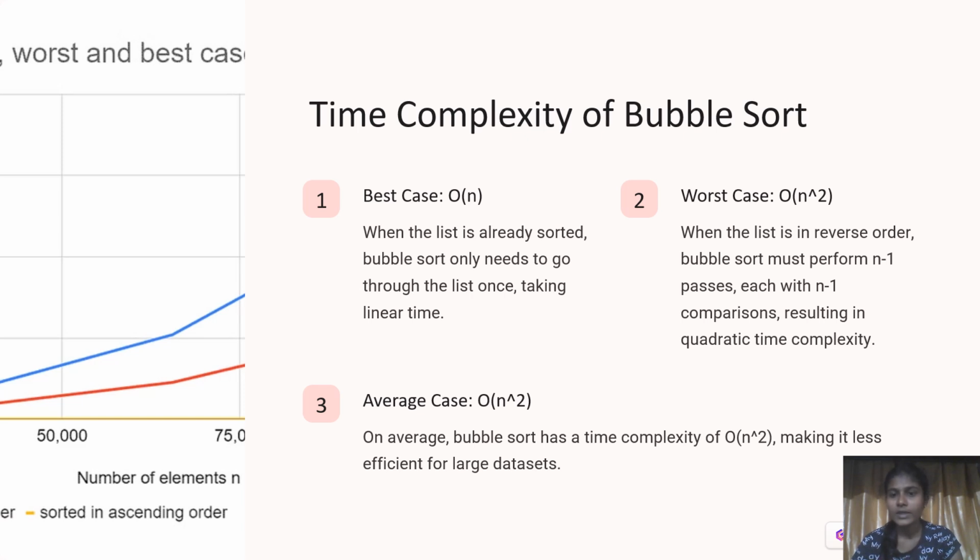Worst case can be written as O of n square. When the list is in reverse order, bubble sort must perform n-1 passes, each with n-1 comparisons, resulting in quadratic time complexity. Average case can be written as O of n square. On average, bubble sort has a time complexity of O of n square, which is inefficient for large datasets. The worst case and the average case can be written as O of n power 2.